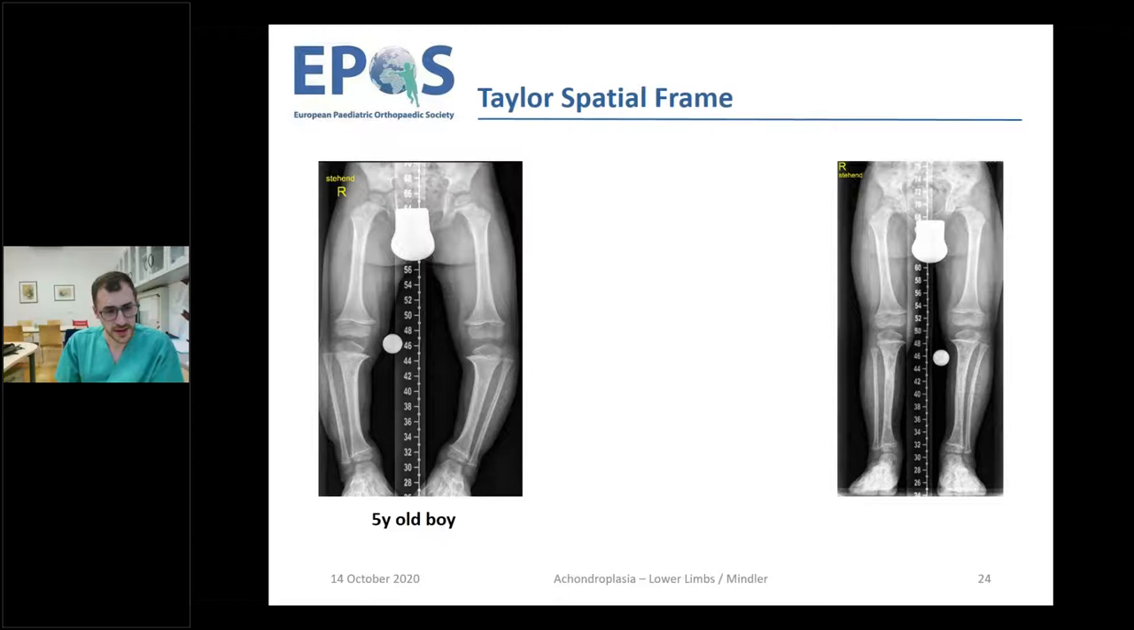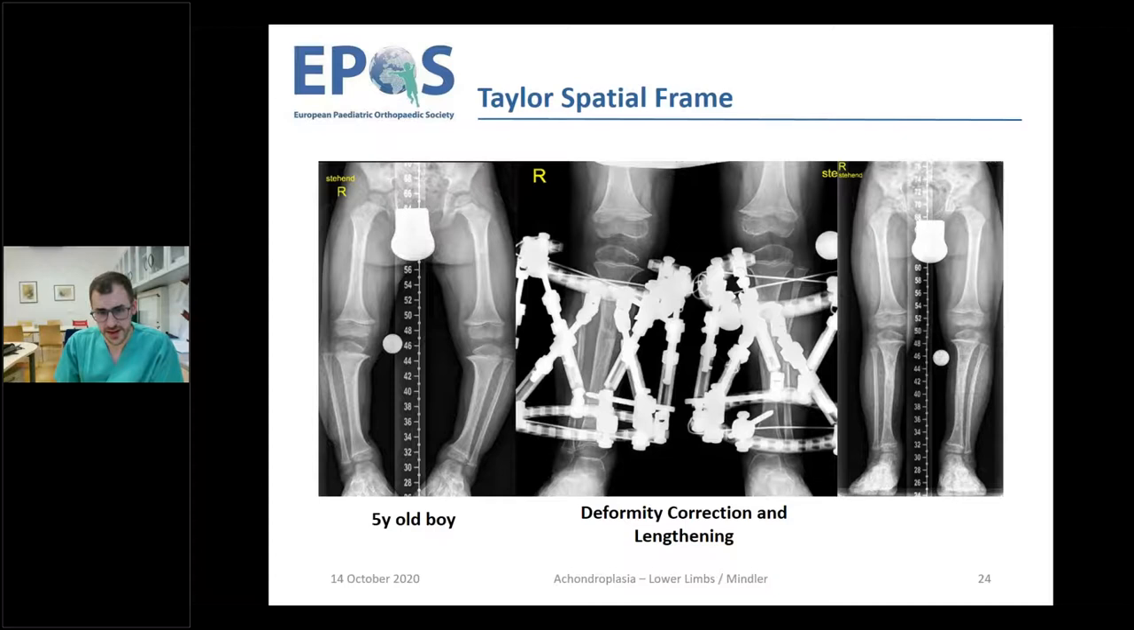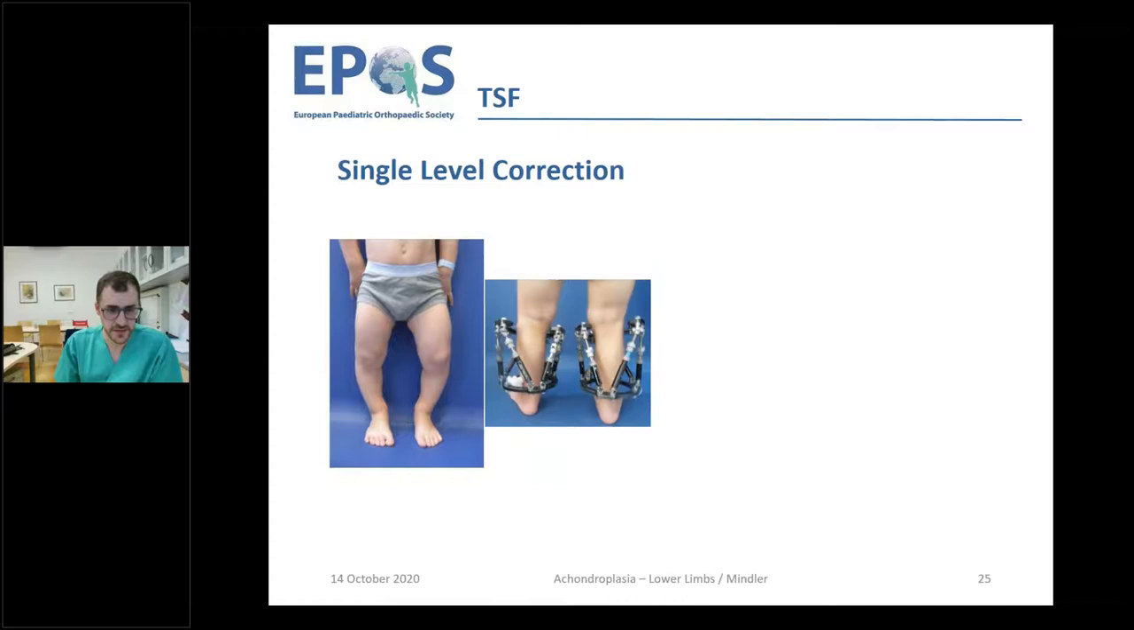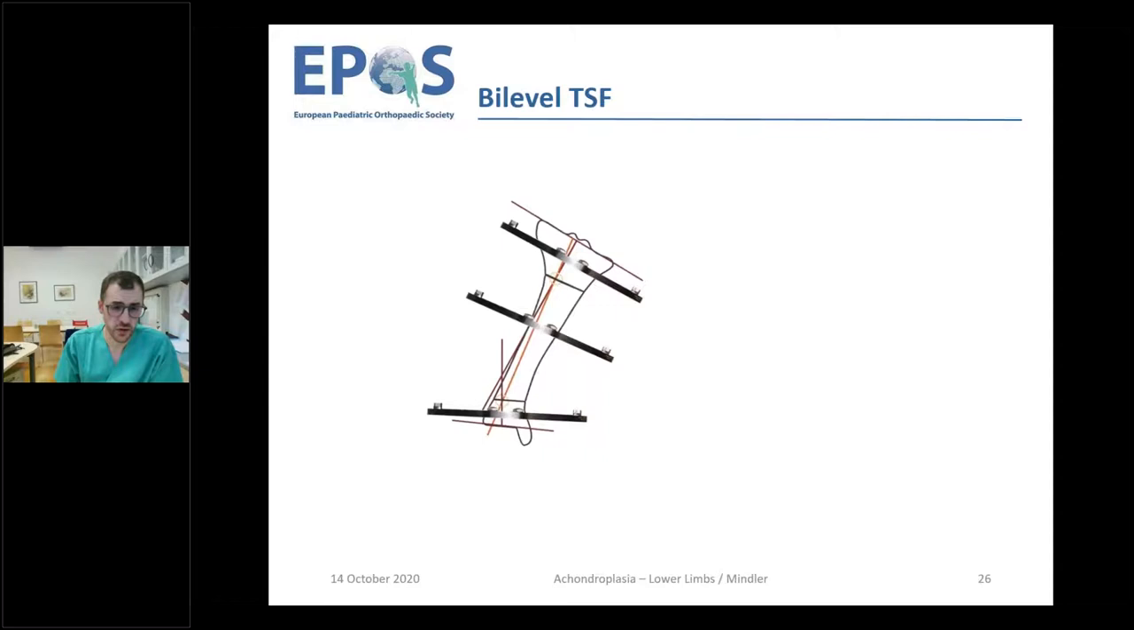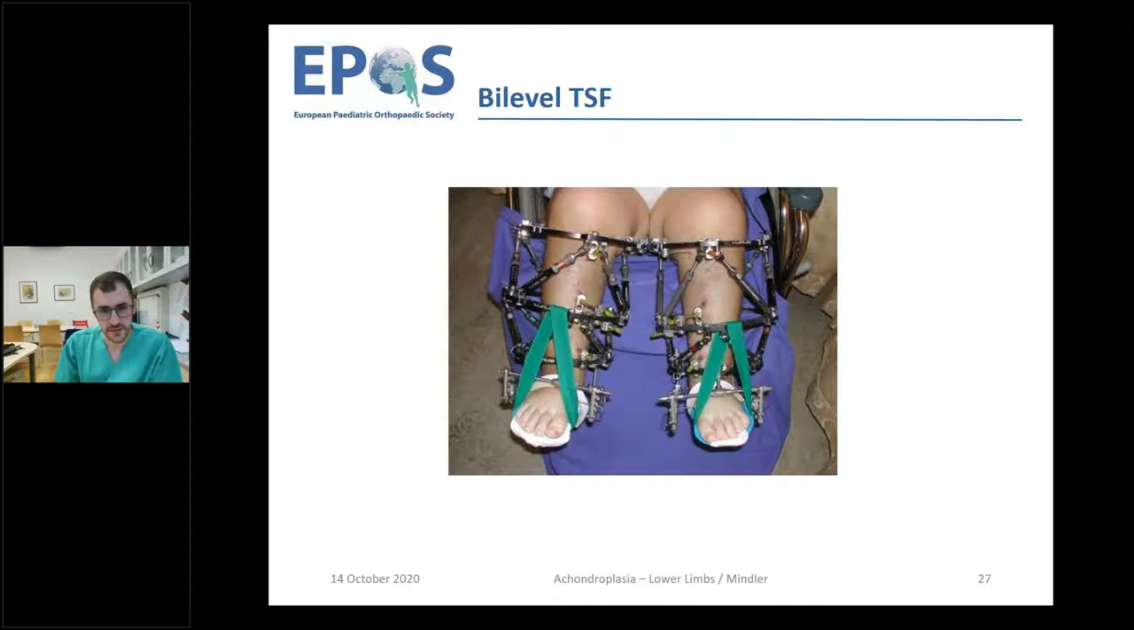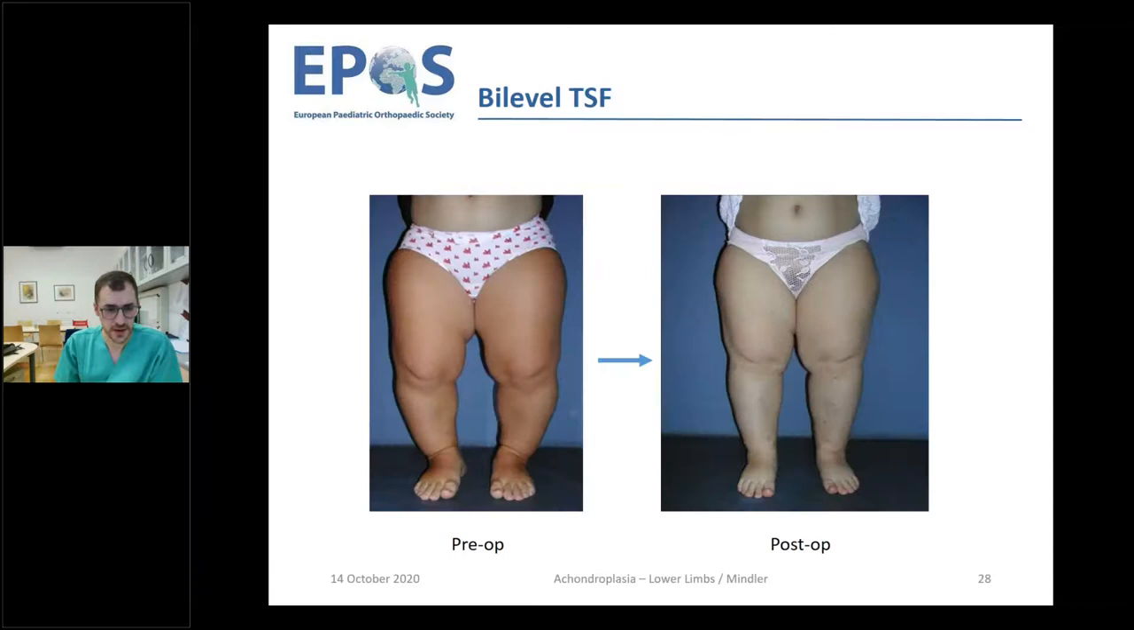So in this 5-year-old boy, we did bilateral lengthening and deformity correction, and we see a good correction of the torsion as well as good correction of the varus deformity and lengthening. This patient was clinically very active with this frame configuration and was happy with his final outcome. If we have a more severe deformity, if there is a varus deformity of the ankle or the distal tibia, then we might use a B-level TSF.